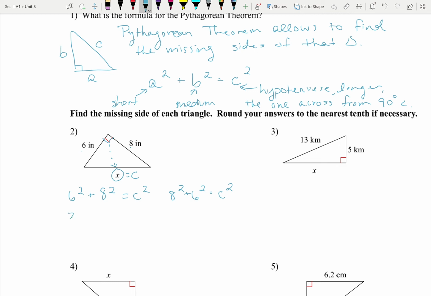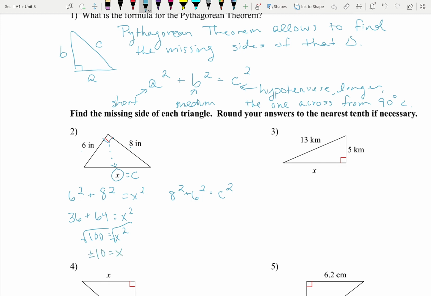So we get 36 plus 64 equals C squared. Combine your left side. You get, what do you get? 100 equals C squared. I don't know why I'm writing C squared. I should have written X squared because that's the variable here. But does it actually matter? No. Then to get rid of the square, you take the square root of both sides. And you get the square root of 100, which is positive or negative 10.